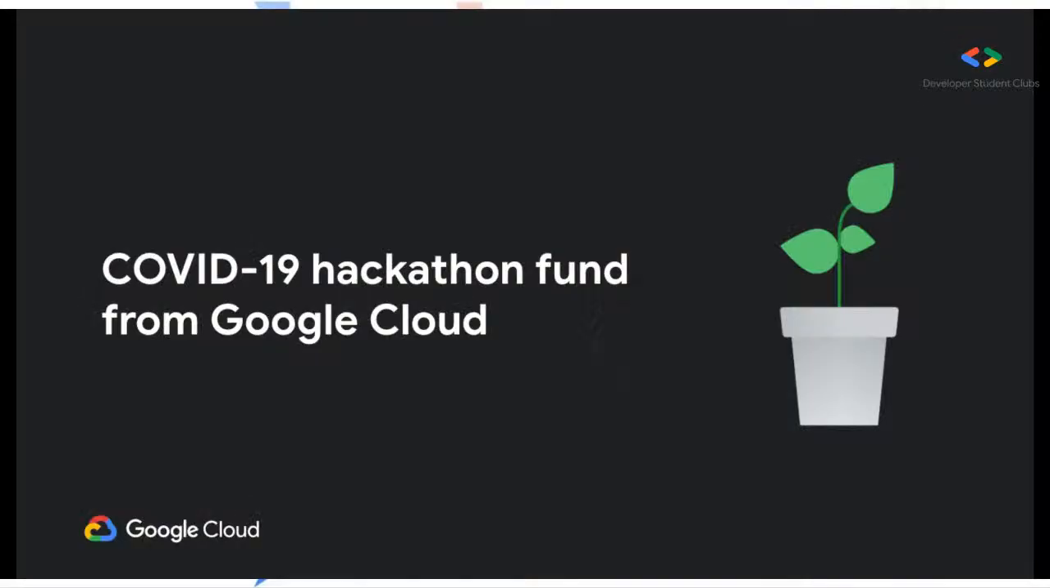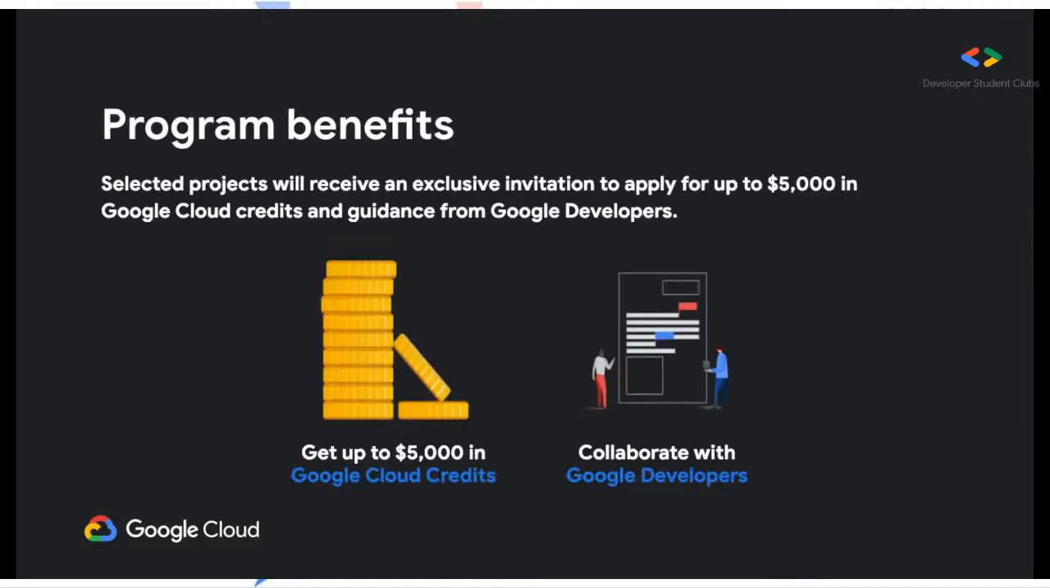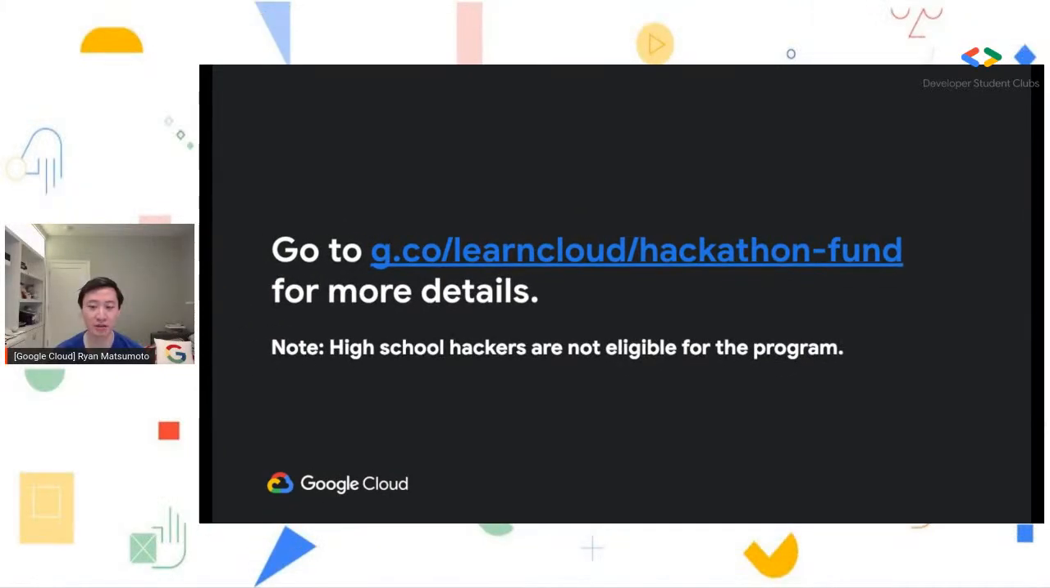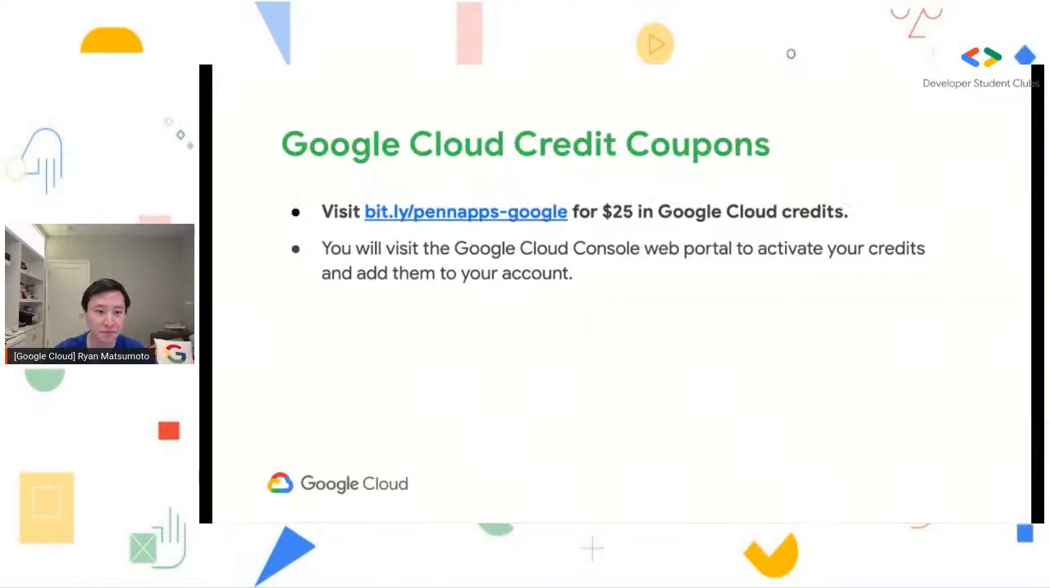And we also have a second challenge, which is the COVID-19 Hackathon Fund. We are looking for outstanding projects that use Google Cloud to solve for COVID-19 related challenges. Selected projects will receive an exclusive invitation to apply for up to $5,000 of additional Google Cloud credits and guidance from Google developers to continue your project beyond the hackathon. You can visit g.co/learncloud/hackathon-fund for more details. When we say COVID-19 related projects, this covers a wide range of project types, including healthcare and life sciences, economic impact, social engagement, and education and distance learning.